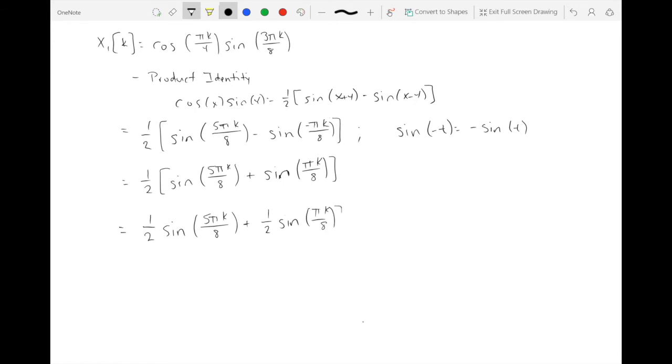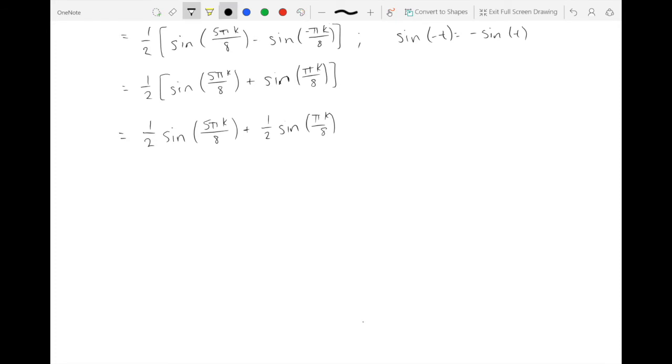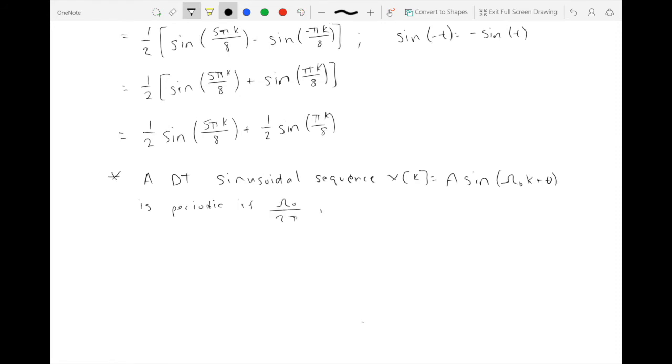And then we know that, little fun fact, a DT sinusoidal sequence, x of k, with the form a sine omega naught k plus theta is periodic if omega naught over 2 pi is a rational number. So we'll use this to test each term of our signal.